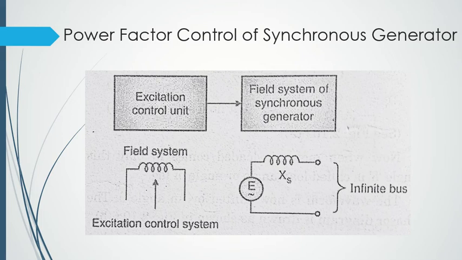The synchronous generator has an excitation control unit. See here in the figure, this is an excitation control unit, and the field current or excitation current is controlled by this excitation control unit itself. Here we have the field system of the synchronous generator, whose field current we are controlling, and the excitation control system can control the excitation.